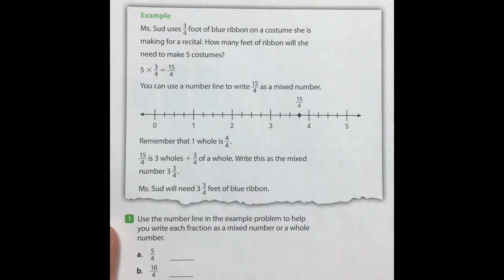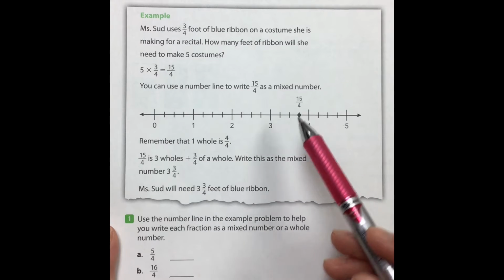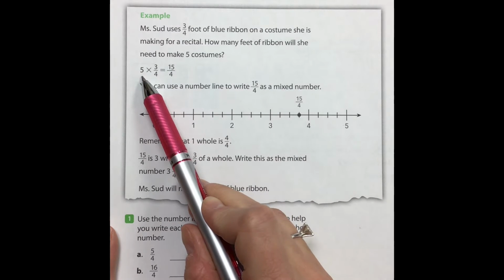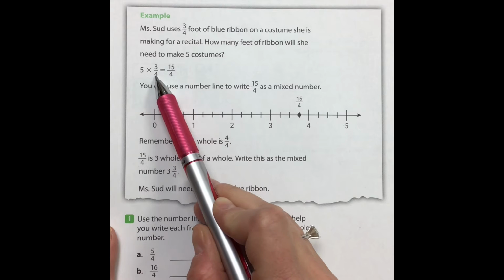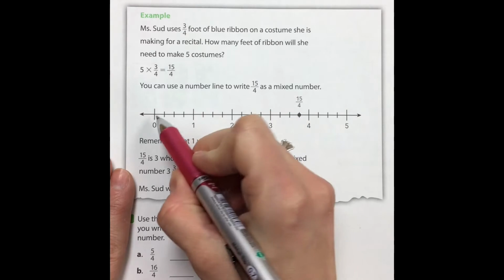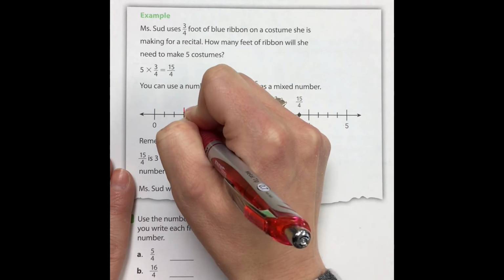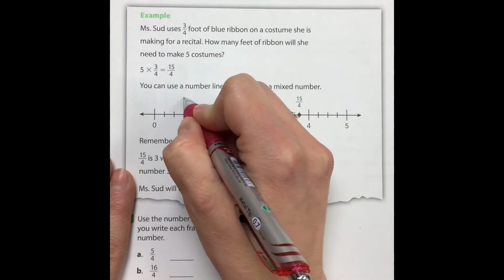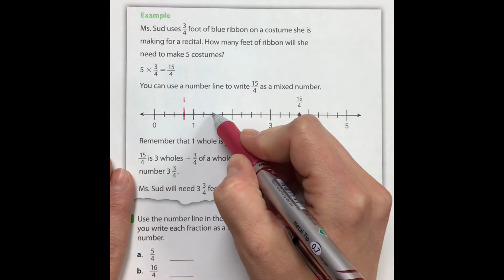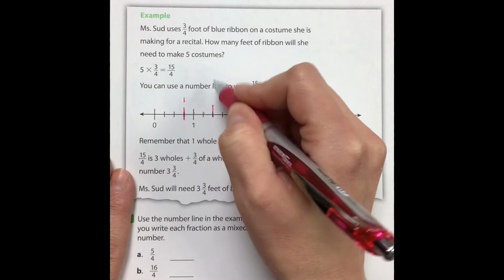So what does that actually mean? Well, I see it written right here, 15/4, but how did we get there? I'm going to ignore this 5 times right here, and focus on the 3/4. So I'm going to go 1/4, 2/4, 3/4, and make a little tally mark right there. So this is going to be my 1. Every 3/4 I'm going to make a little tally mark.